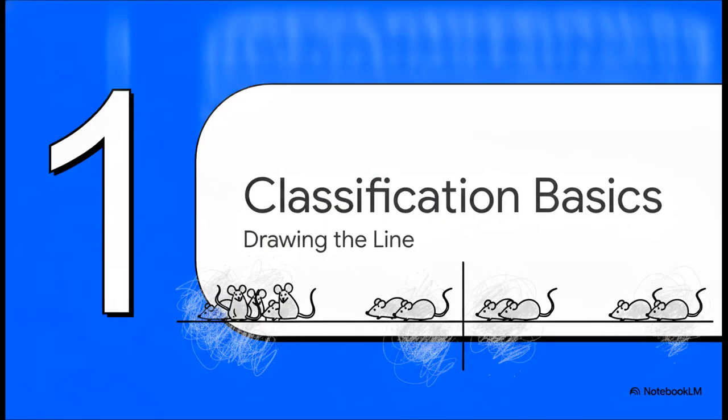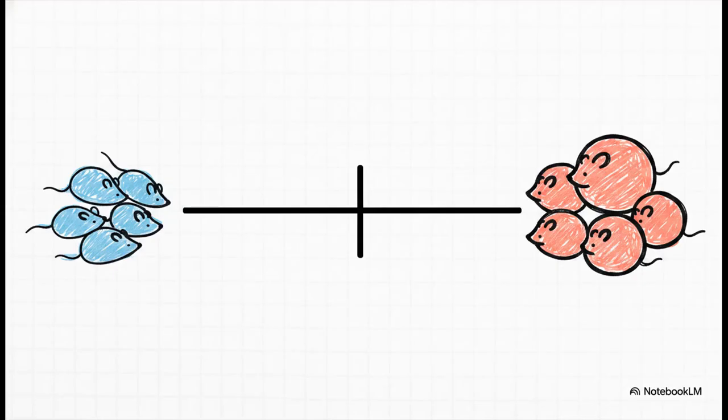So Section 1, the basics of classification, drawing the line. Picture this. We've got a really simple one-dimensional number line tracking the mass of a bunch of mice. Our non-obese mice are all clustered together on the left side, and our obese mice are clustered over on the right. Now, when we get a new mouse to measure, we need to classify it based solely on its mass. The absolute simplest solution here? Just pick a single threshold point right on that line.